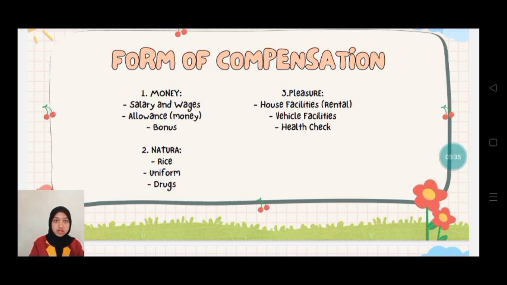Okay, next slide. Form of compensation. 1. Money, and the points are salary and wage, allowance, and bonus. Then 2. Natura. The points are rice, uniform, and drugs. And the last, 3. Pleasure, and the points are house facilities or rental, vehicle facilities, and health check.